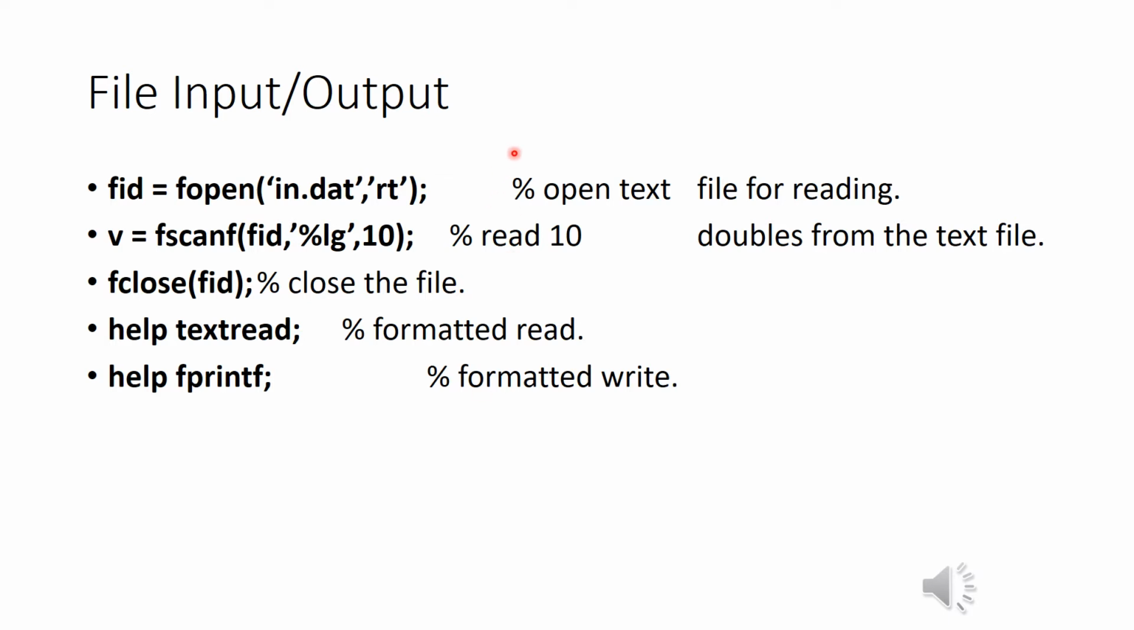Okay, we have file input and output. For example, FID, it is a piece of code that fid equals fopen('in.dat', 'rt'). So it will open the text file for reading. Fopen will actually open the text file for reading.